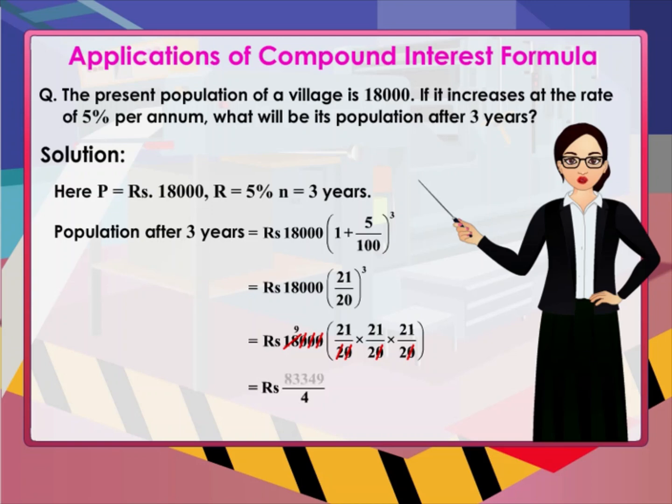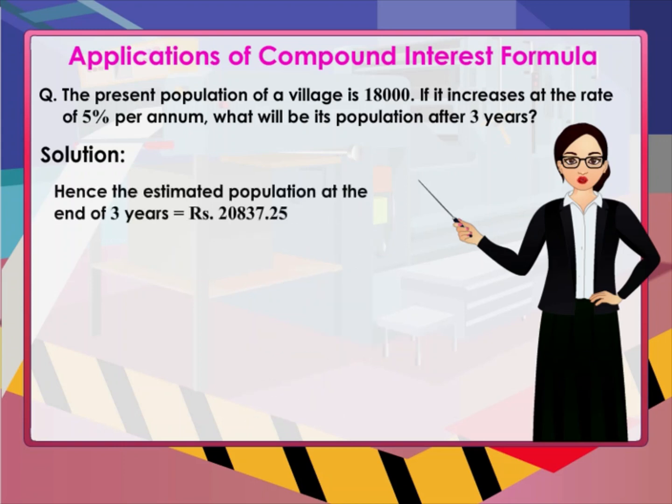We get 83,349 divided by 4. It becomes 20,837.25. Hence, the estimated population at the end of 3 years is equal to 20,837.25. You may get a doubt how to calculate compound interest if the value of an item decreases in the intermediate years.